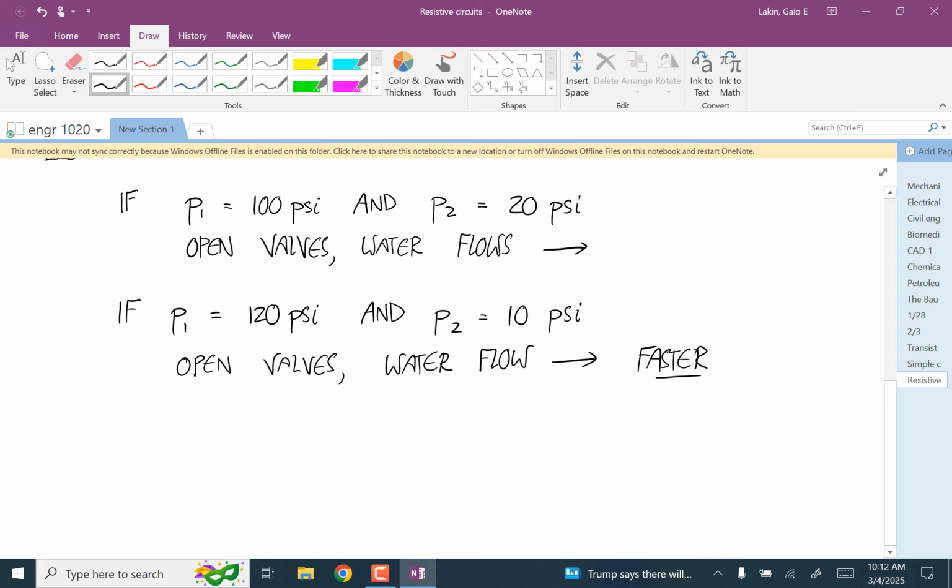Now if instead P1 is equal to 40 psi and P2 is equal to 80 psi, and you open the valves, water is going to flow from the right to the left.